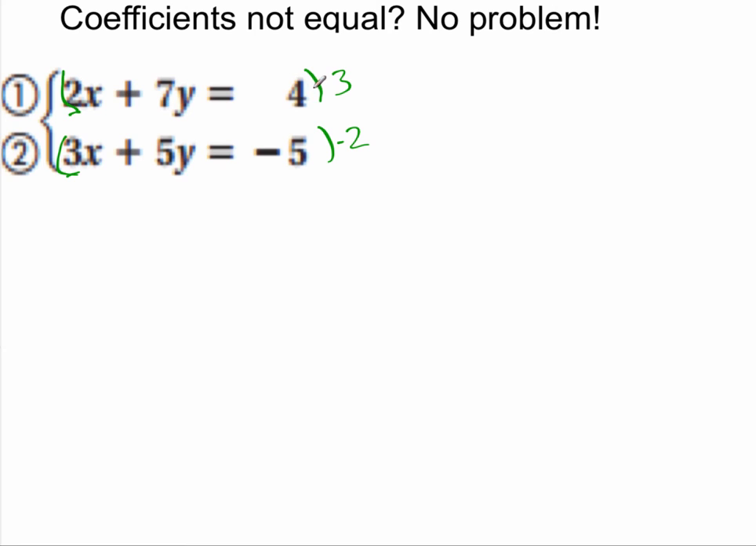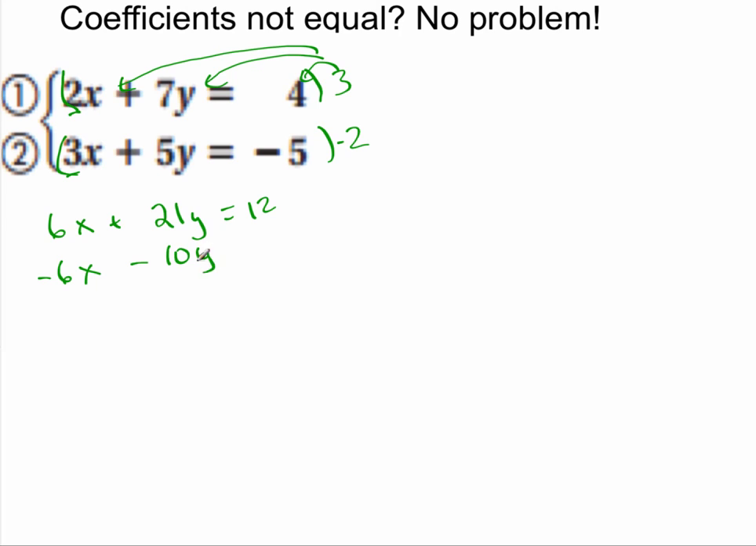So I'm going to take 3 and multiply each of the terms of the first equation. So this is 6x plus 21y is equal to 12. And you do have to make sure you distribute that to every term. Now, when I multiply by negative 2, this is negative 6x minus 10y is plus 10. Now you see the purpose for that negative sign was so that I could simply add the two equations. Those will cancel. So I have 11y is equal to 22. y is equal to 2.